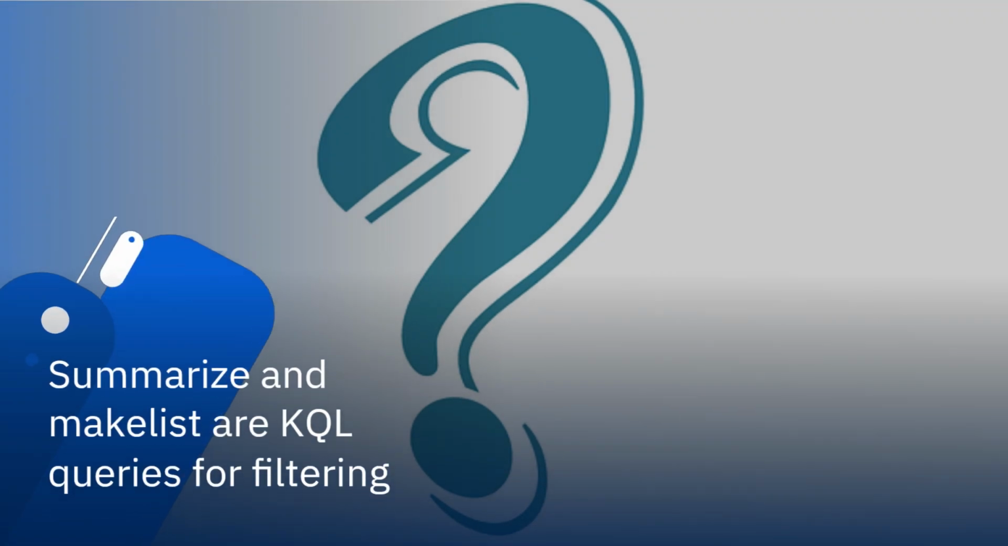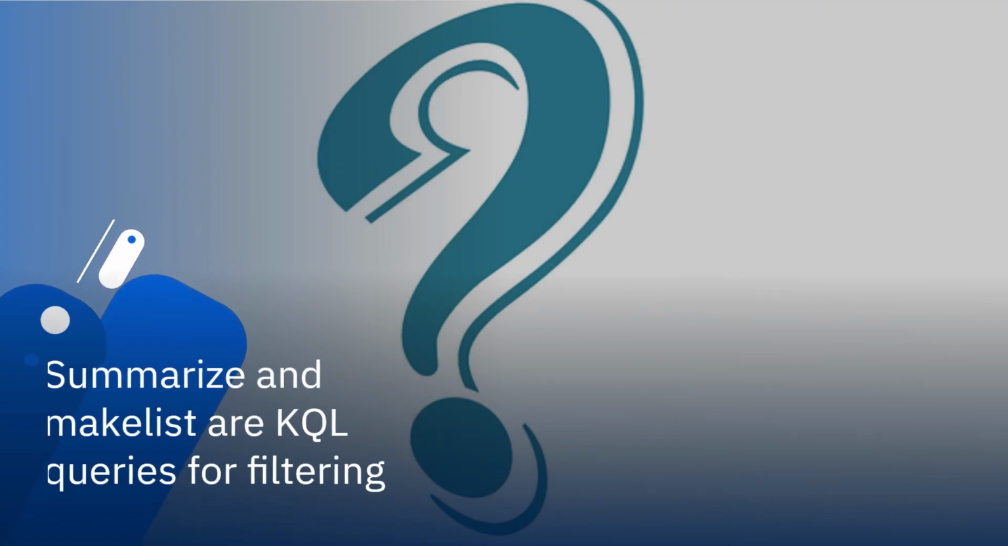License procurement is manual, everything else is automatic. Summarize and make list are KQL queries for filtering.